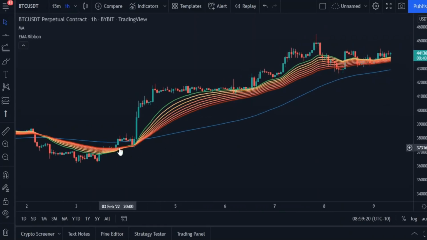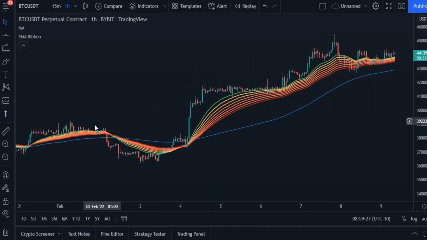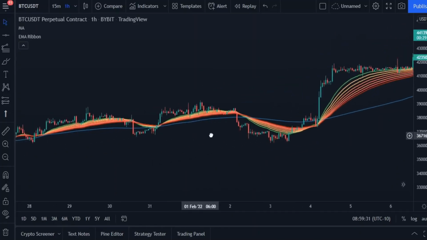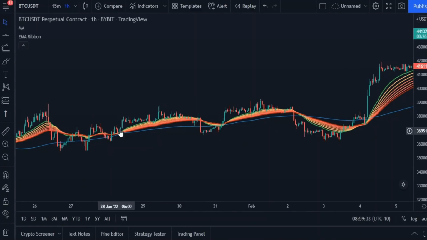Simply, when EMA lines break through the moving average line from bottom to top, we look for entry points, long positions. And when the opposite happens, we look for short positions. But as we know, these things are easy to understand and difficult to apply.